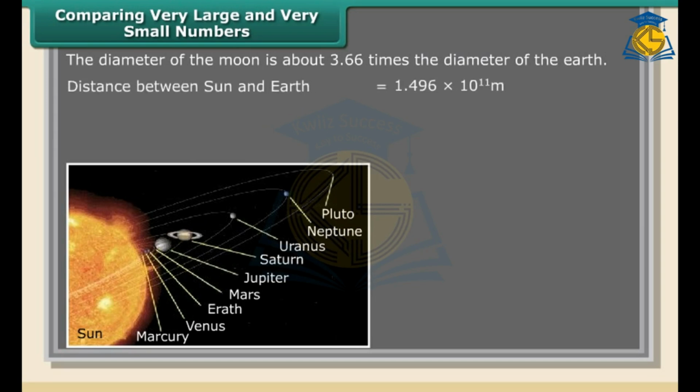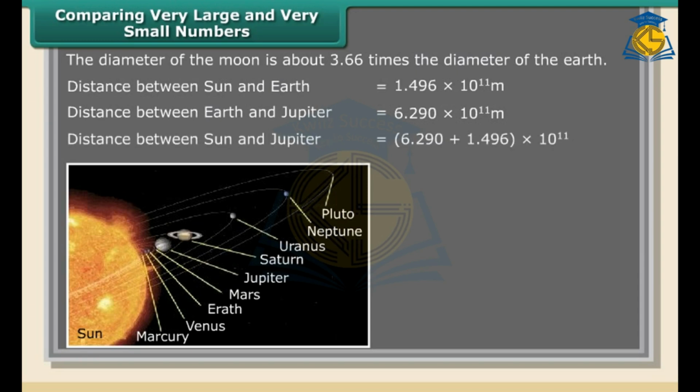Distance between Sun and Earth is 1.496 into 10 raised to the power 11 m. Distance between Earth and Jupiter is equal to 6.290 into 10 raised to the power 11 m. Distance between Sun and Jupiter is equal to 6.290 plus 1.496 into 10 raised to the power 11, which equals 7.786 into 10 raised to the power 11 m.